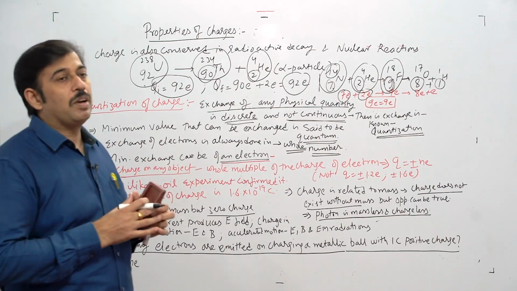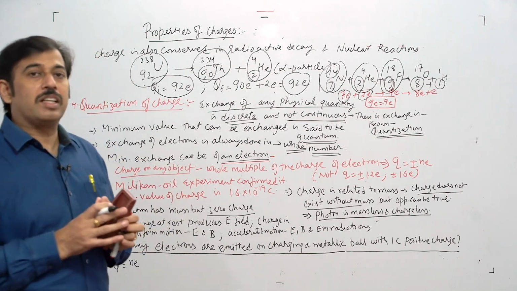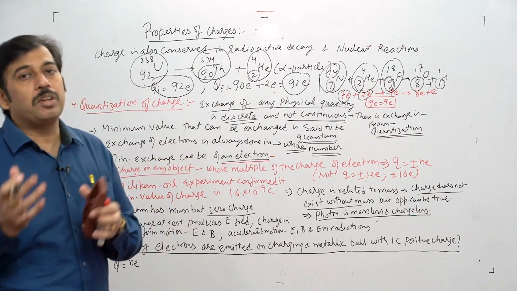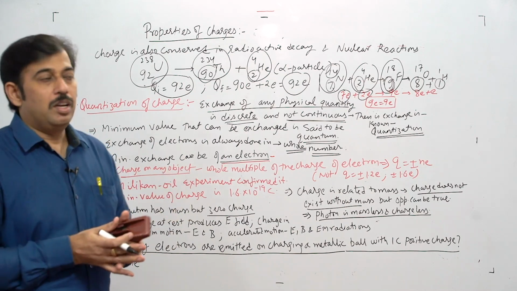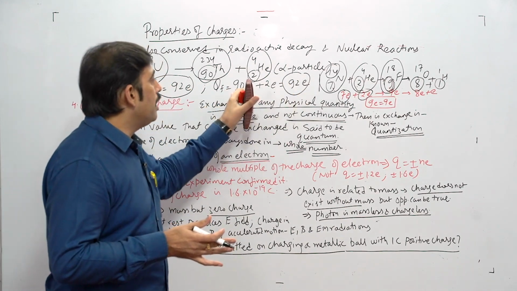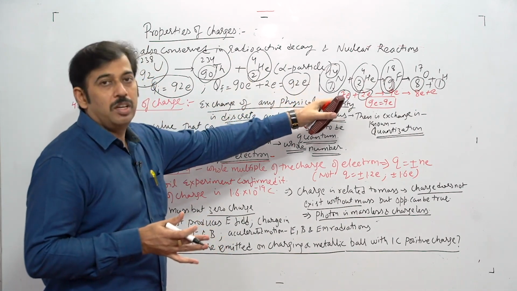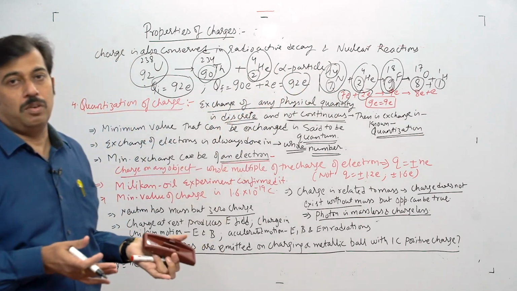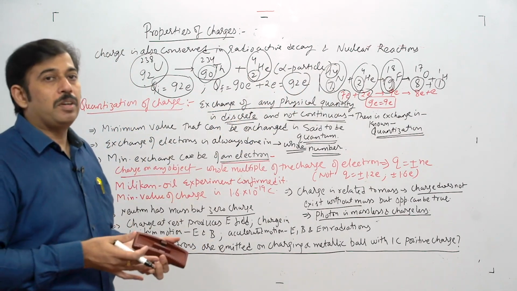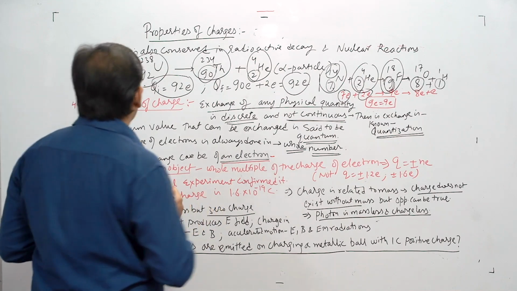We have shown you very clearly that charge cannot be destroyed or created, it can only be transferred. Whatever charge was there initially is transferred to the byproducts. That is called conservation. Now we take up another very important topic of charge, that is known as the quantization of charge.